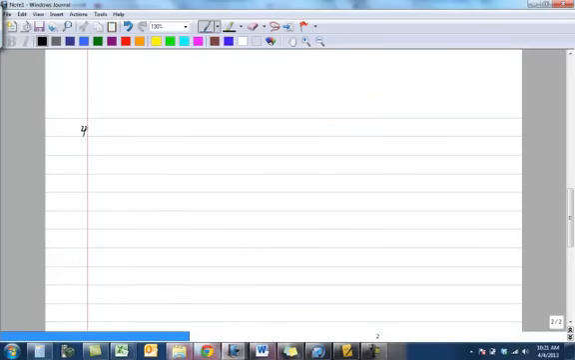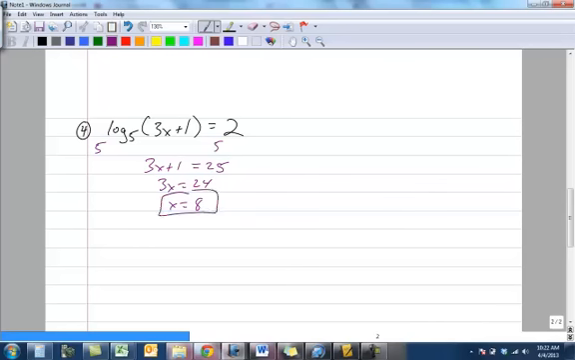All right, let's do a couple more. Number 4 is log base 5 of 3x plus 1 is equal to 2. How do you unlog base 5? Base 5 both sides. So I got 3x plus 1 is equal to 25. Go ahead and solve that. I'll race you. Ready, go. I did that. Who won? Well, hopefully you got 8. But does 8 work? Plug it in. 3 times 8 is 24, plus 1 is 25. 5 squared is 25. That seems to work.